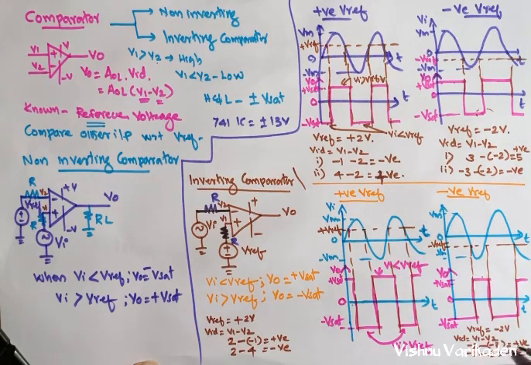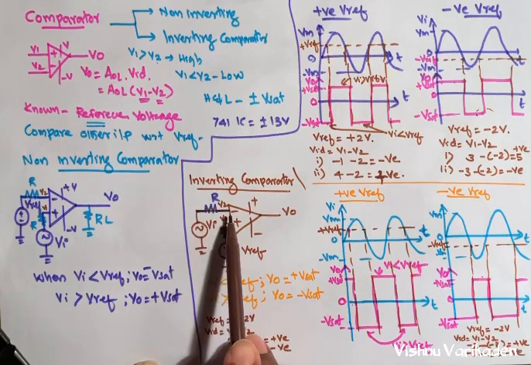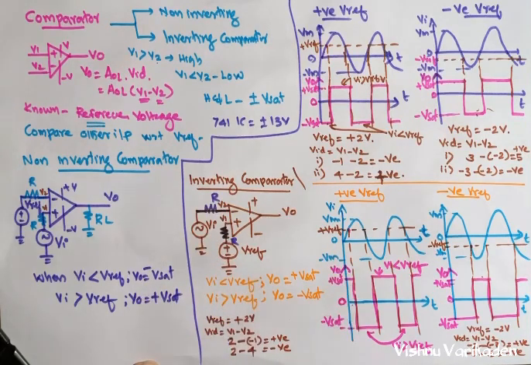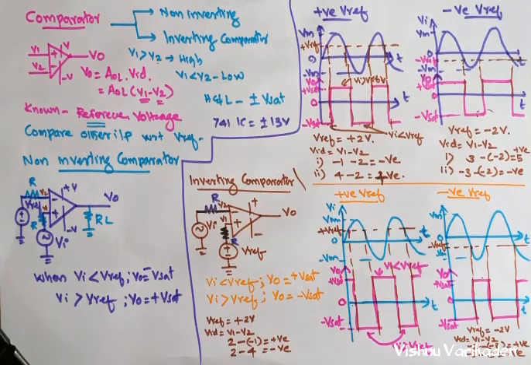Why? Because the input is connected to the inverting terminal. Simply, whenever the input is connected in the inverting configuration, the output has a 180-degree phase shift. That is, we can simply analyze this based on the numerical values of the reference voltage. So this is the comparator, non-inverting and inverting comparator.